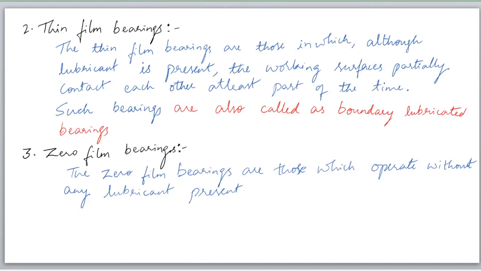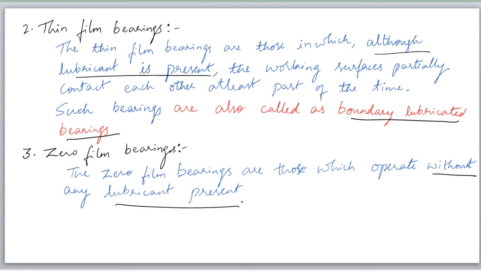The next classification, that is thin film bearings. Here although the lubricant is present, the working surfaces partially contact each other at least a part of the time. Such bearings are known as boundary lubricated bearings. And further classification is zero film bearings. That is, there is no lubricant present. The bearing will operate without the lubricant.